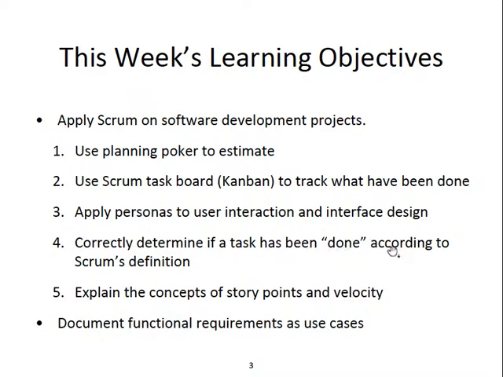And we will define the meaning of done in Scrum, because if we have different understandings of done, then we have no way of tracking where we are in the project. And we will explain the concept of story points, which is used to measure the amount of work. And velocity is a number to measure the productivity of a team. So usually a higher velocity means you produce more work. And if we have time, we will discuss use cases.